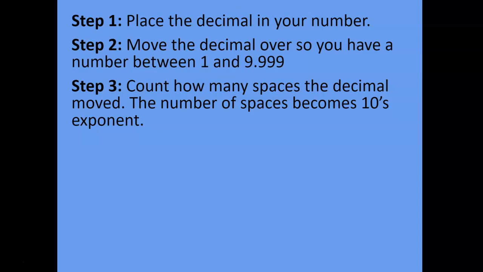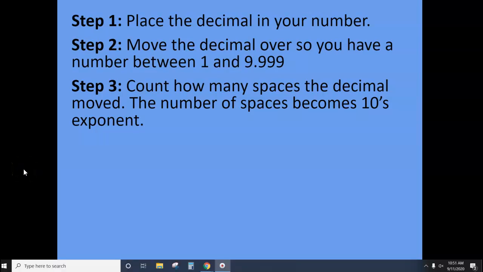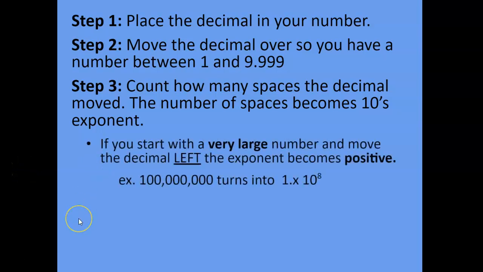And then step 3 is to count how many spaces you move that decimal over, and that number of spaces becomes the number of your 10's exponent. Keep in mind though, when we are moving the decimal over, if you start with a large number, something like 100 million, you are going to be moving the decimal from the end. Normally we don't write the decimal at the end, but we could put it there. We would have to move the decimal to the left to become a number between 1 and 9.999. And if we count how many spaces it moved, 1, 2, 3, 4, 5, 6, 7, 8, it moved over 8 spots. That means we will have a positive exponent.